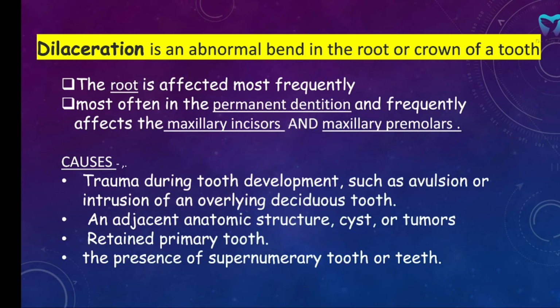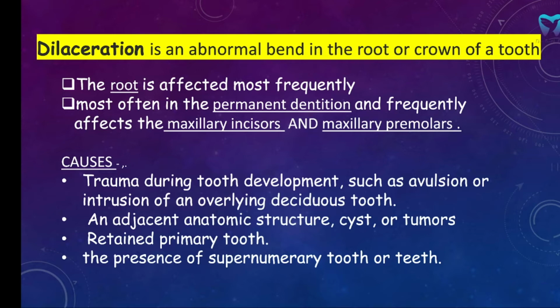If it is root dilaceration, it is common in the maxillary premolar area. If it is crown dilaceration, it is common in the maxillary incisor area followed by the mandibular incisor. Also, it is found in both primary and permanent dentition, but more frequently in permanent dentition.